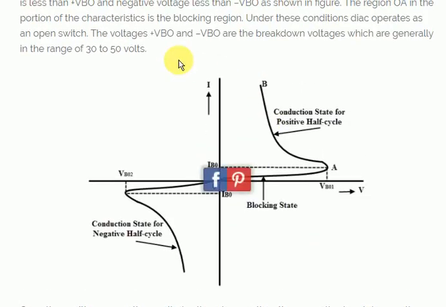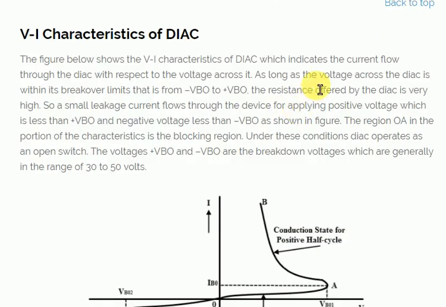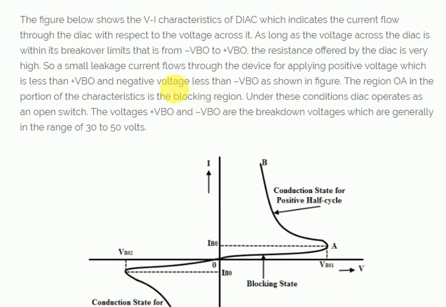And also the VI characteristics of the diac. The figure shows the VI characteristics of the diac, which indicates the current flow through the diac with respect to the voltage across it. As long as the voltage across the diac is within its breakover limits, that is minus VBO to plus VBO, the resistance offered by the diac is very high, so a small leakage current flows through the device for applying positive voltage which is less than plus VBO, and negative voltage which is less than minus VBO, as shown in the figure.